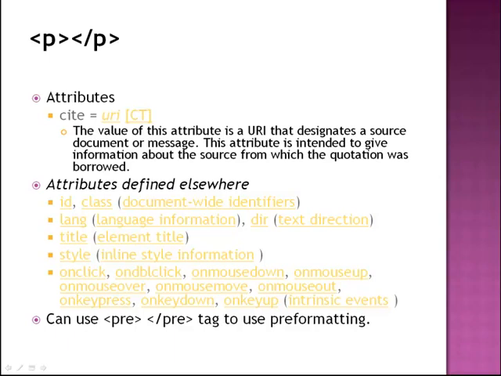Language talks about the language of the paragraph. Direction is about the text direction. Title is an element that, when you hover your mouse pointer on the paragraph, shows you external information. You can put inline style information with the style, and you can also add intrinsic events to the paragraph, like clicking or double clicking and other kinds of information. Let's use the pre tag to see how we can use the pre-formatting of the paragraph.